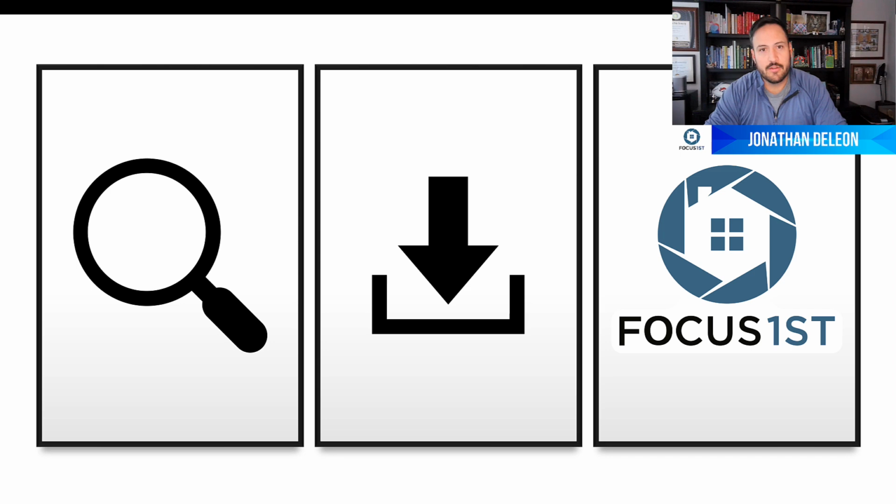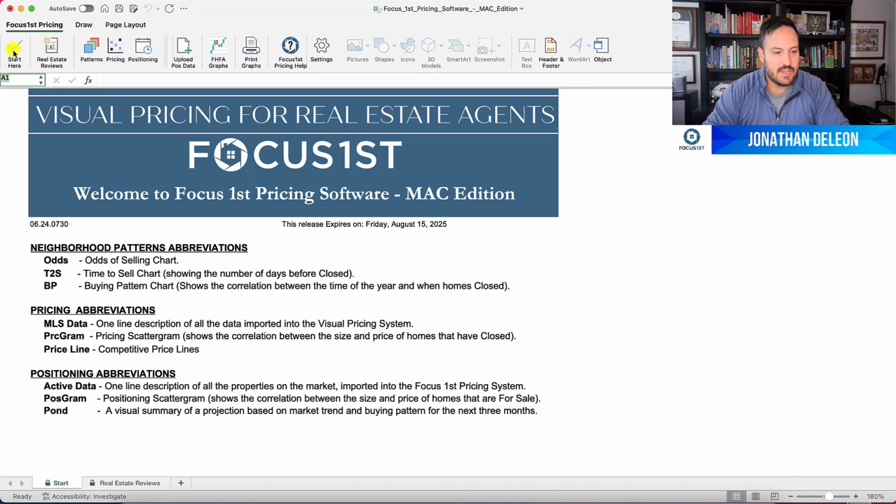Now, to do that, again, you're going to your MLS, do your search, download that file, and then when we open the software, let's talk about how the software works to open the information and then how you would navigate the controls. To open your saved export, you're going to click the Start Here button here on the top.